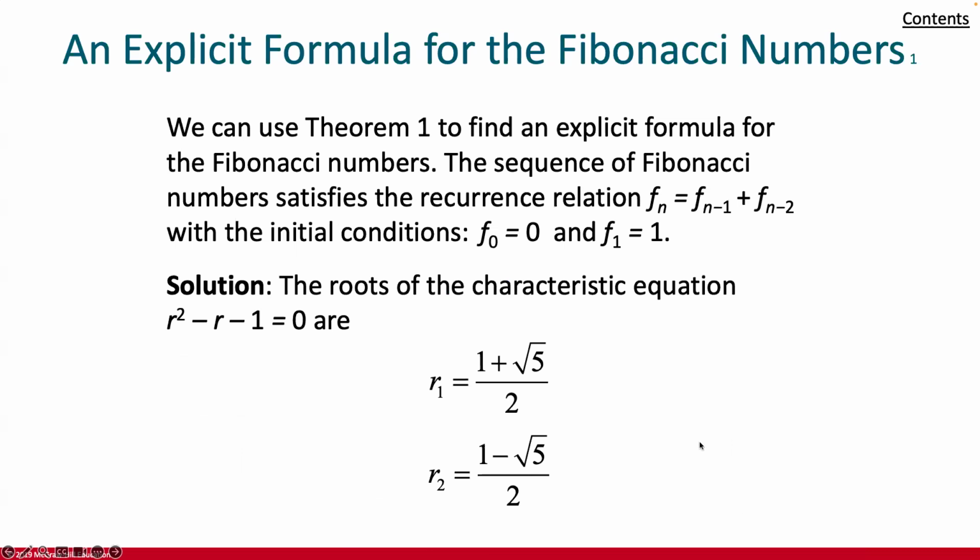So we can find the explicit formula for the Fibonacci numbers. We talked about this in the last section. We can use theorem 1 to find an explicit formula for the Fibonacci numbers. The sequence of Fibonacci numbers satisfies the recurrence relationship f sub n equals f sub n minus 1 plus f sub n minus 2, with the initial conditions f sub 0 equals 0 and f sub 1 equals 1. So we can figure out what the roots of the characteristic equation r squared minus r minus 1 equals 0 are. And here are those values.